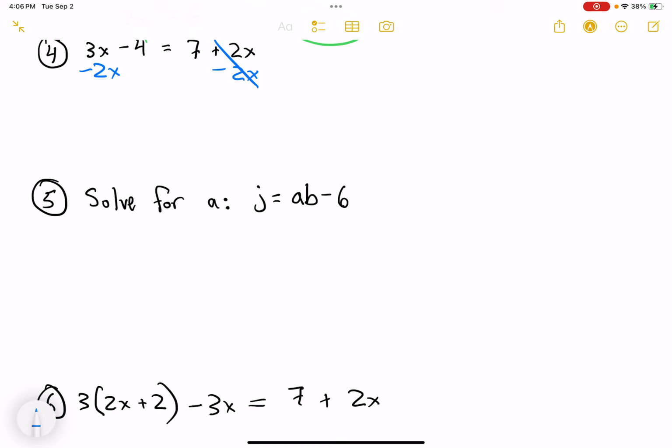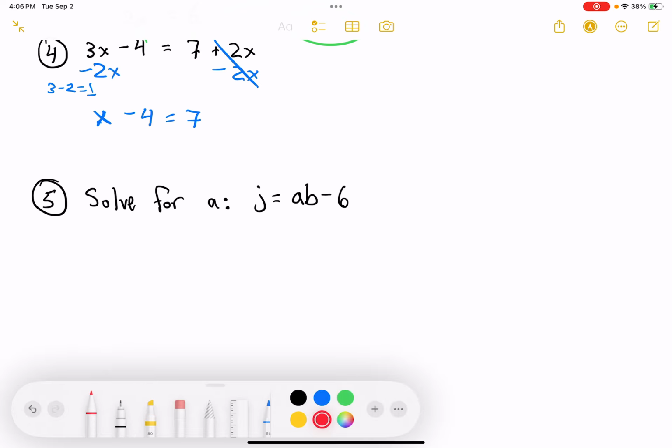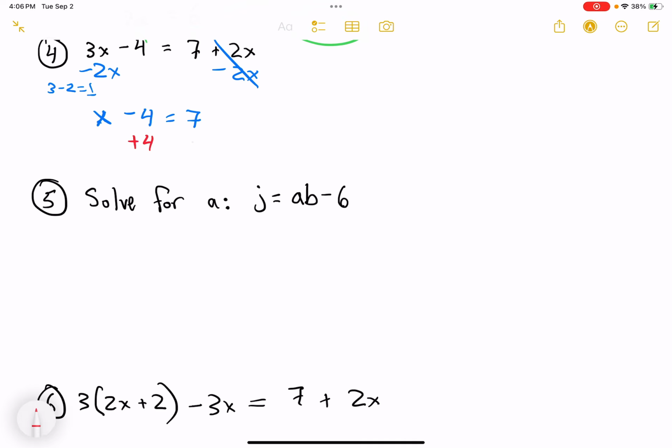That cancels it here. 3x minus 2x is x, minus 4 equals 7. Now we have a simple equation on our hands. What do we do? Add 4 to both sides. The opposite of subtracting is adding. So x equals 7 plus 4, which is 11. So x equals 11. Beautiful.